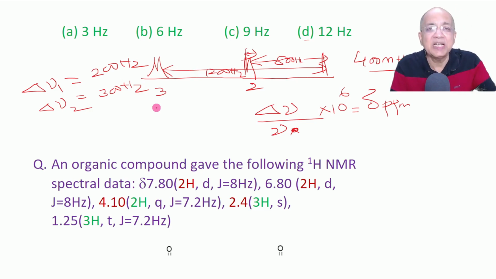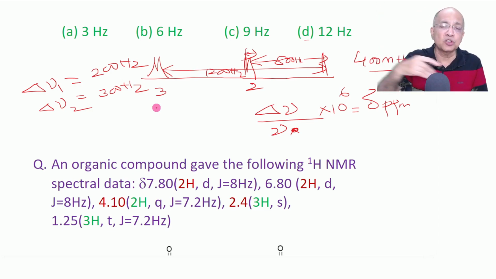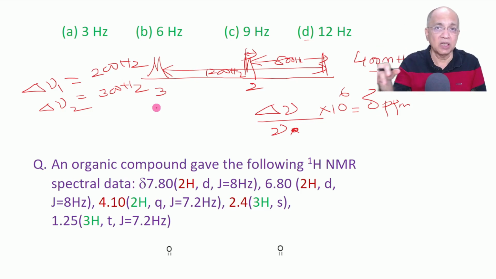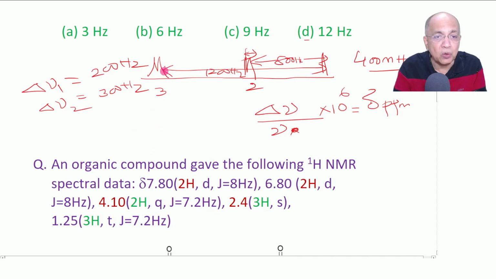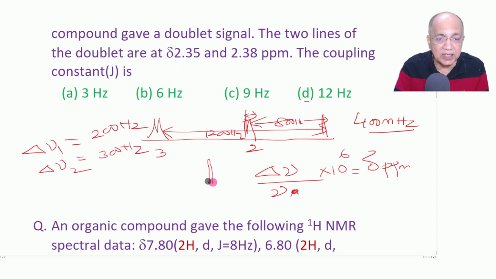Whether you increase or decrease the resonance field conditions, the J value is independent. It is a scalar through-bond coupling. It has nothing to do with the external magnetic field. So for that difference, supposing one component of the doublet is at 2.35, and the other component of the doublet is at 2.38.